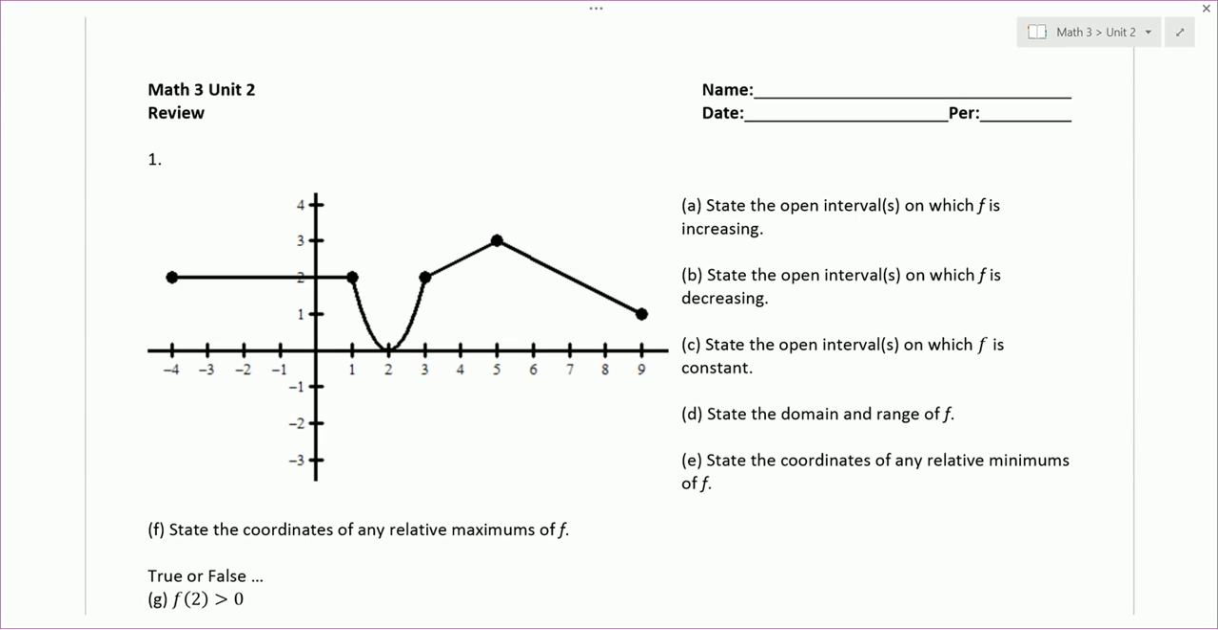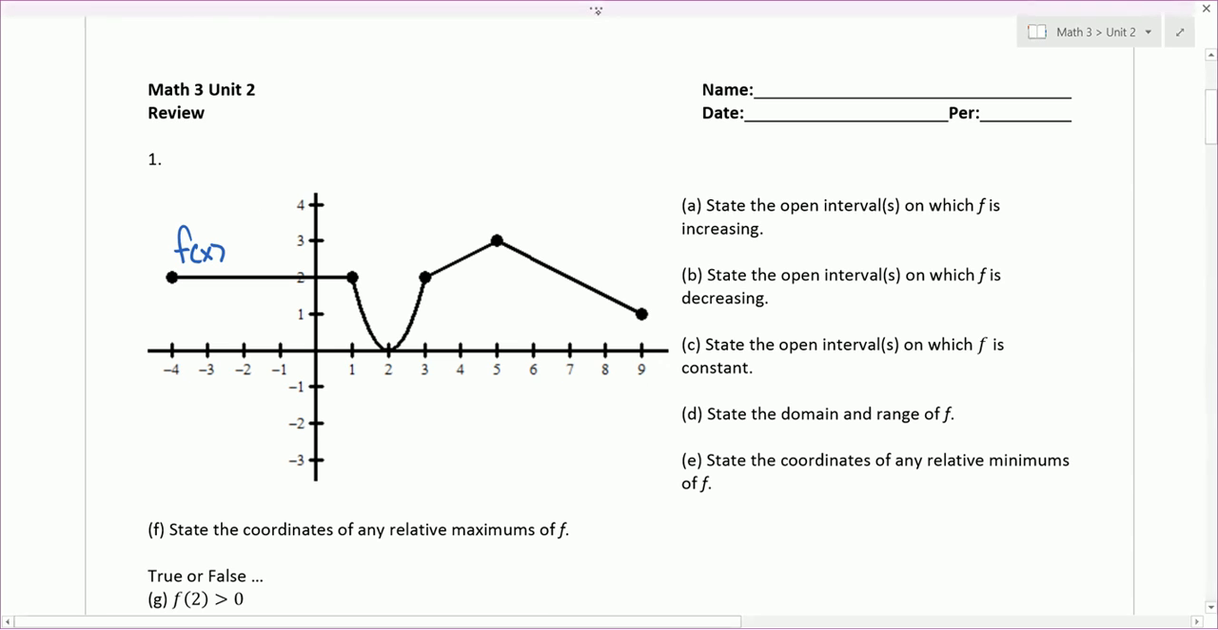On part A, we have: state the open interval or intervals on which f is increasing. So first of all, it's referring to f. I'm going to label this. This is our function f of x. And the graph of a function is increasing if, as you trace it from left to right, it's growing.